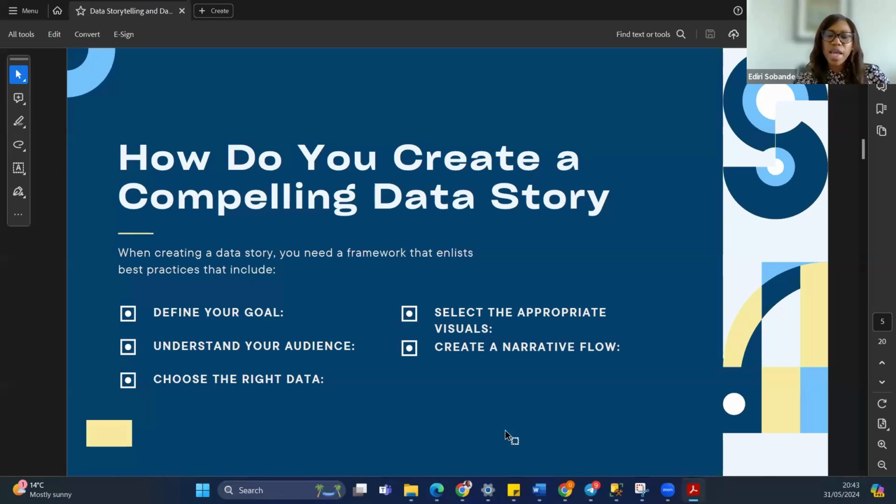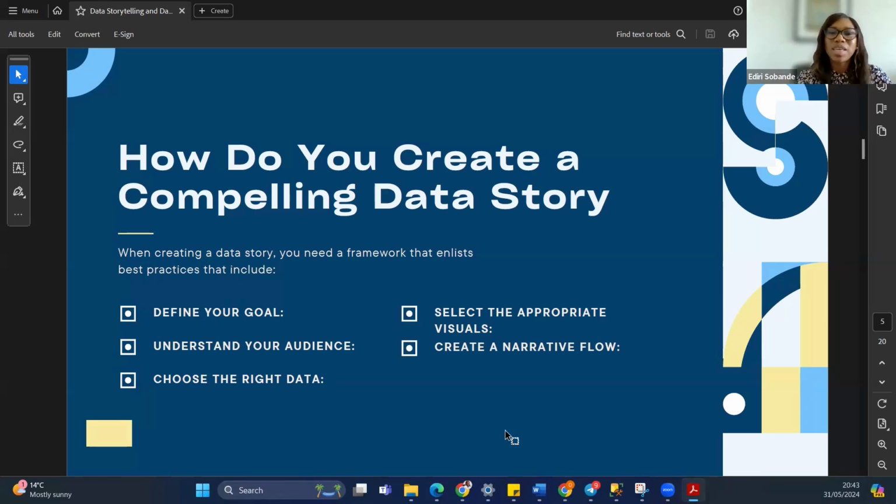The next very important part of your framework when you are building a data story is for you to understand your audience. I cannot overemphasize the importance of this. Sometimes data professionals will make the mistake of building the same dashboard for the CEO, the CFO, the head of marketing. No, you must understand your audience. Who are you building this dashboard for? Who are you creating this story for?